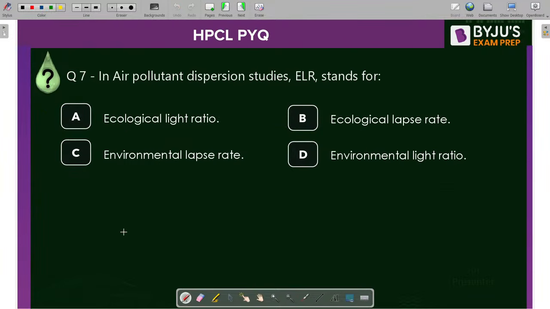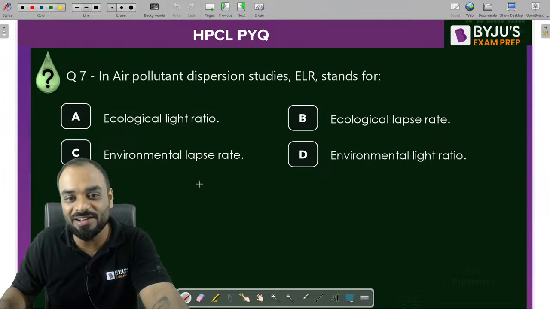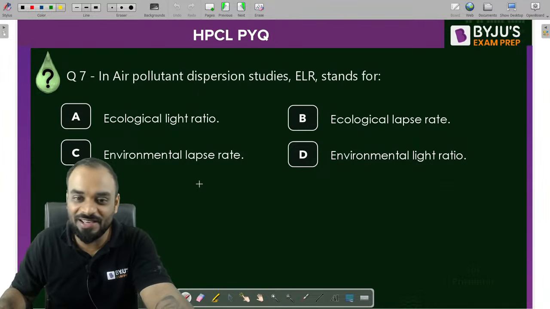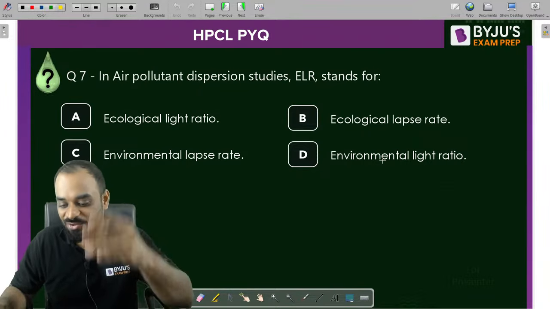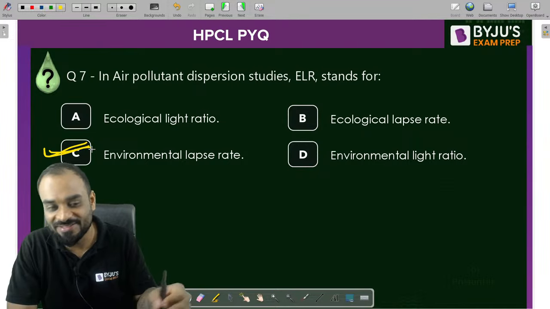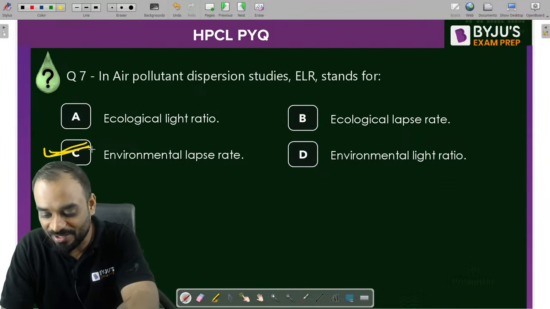Next question, again very simple guys. Now everyone can give the correct answer for this one, right? What do you mean by ELR? Tell me guys, what is ELR? Ecological light ratio, ecological lapse rate, environmental lapse rate, or environmental light ratio? You know that guys, right? It is C basically. C is the correct answer. Environmental lapse rate. Very nice, Rajat, Vali, Afrit, Yamna, Santu.